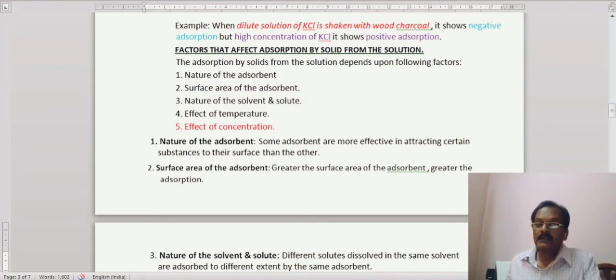Now let's go on to the further discussion: the factors that affect the adsorption by the solid from the solution. As I told you, the first is the nature of adsorbent, that is, what you are going to drop into the solution. Some adsorbents are more effective in attracting certain substances to their surface than others. Means the adsorbent prefers only particular types of substances, but not all that are present in the system.